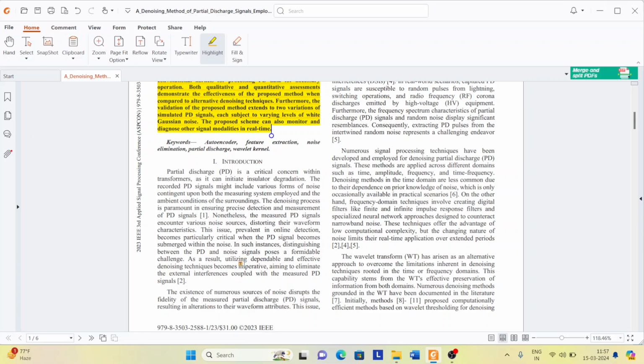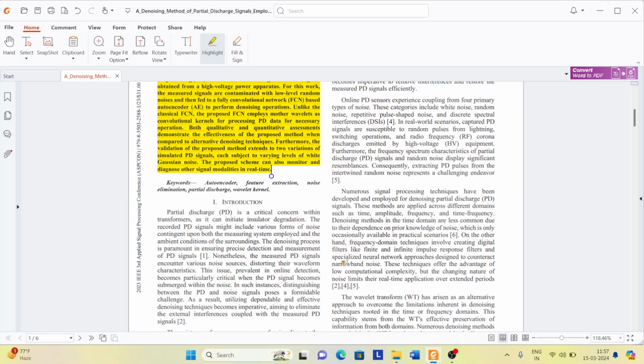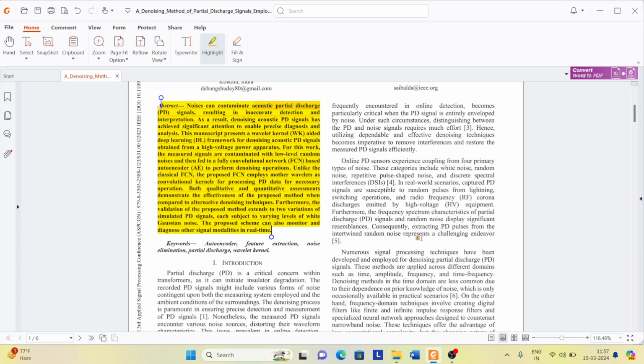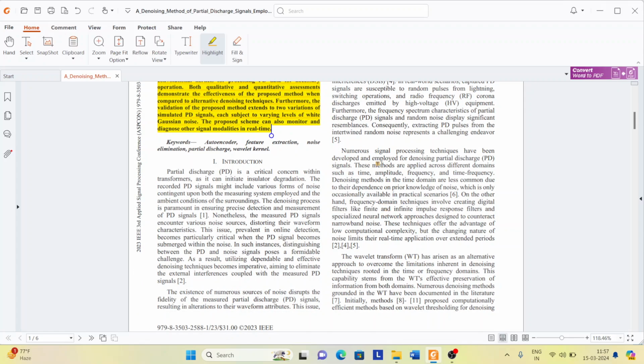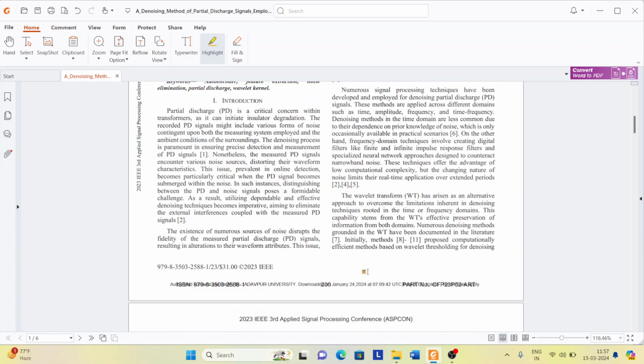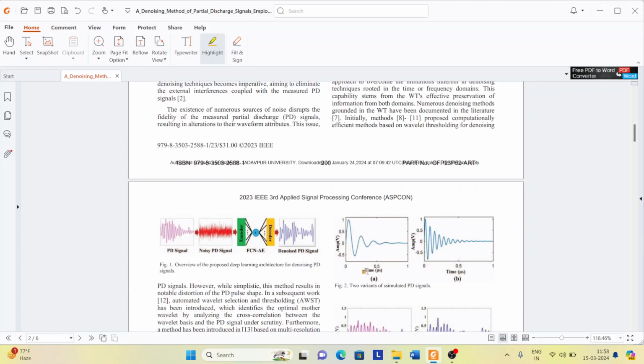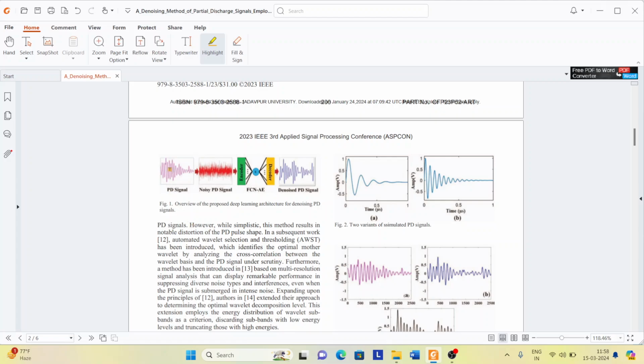Next, we have discussed the challenges posed by the noise in the partial discharge signals and their impact on accurate detection and analysis. So this is the introduction part about the partial discharge, and we have done the literature survey also, on how the paper is written.